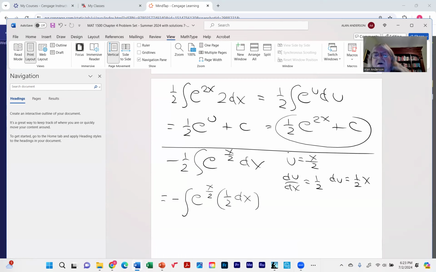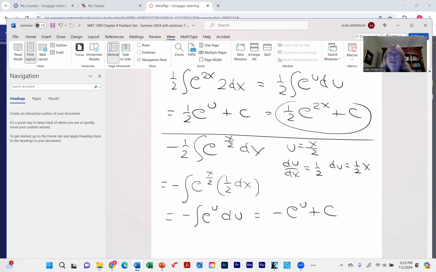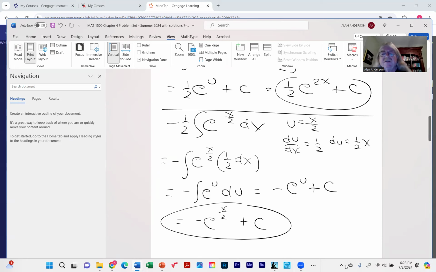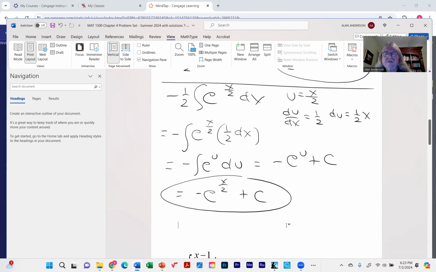So you can see all I did was rearrange this expression algebraically. It's the same thing, but all of a sudden, look what we have. We have negative e to the u du. And so this time u is defined as x over 2. So now we can just bring these together and we'll have our final result.